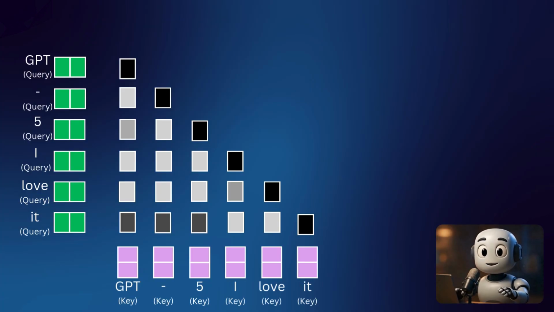So we keep going. And here we see that between the word it, the query for it, and the keys GPT, dash, and 5, the color's slightly darker. And that means we're trying to learn that the word it in this sentence refers to GPT-5. GPT-5, I love it. As humans, we naturally do this. We can associate that it with the right object or the right subject.